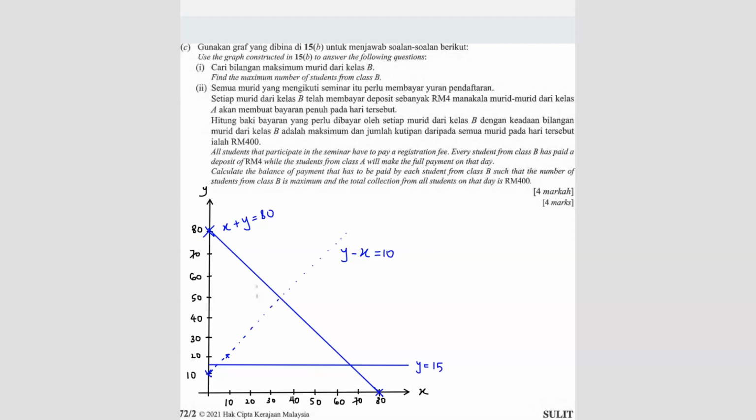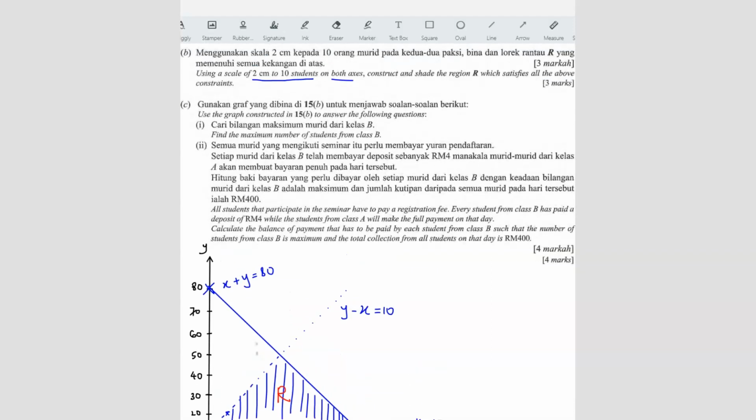So where is the shaded area? Shaded area should be here, because they gave you y is more than or equal to 15, right? So it should shade upward. So upward should be here. Now let me label here R. So here is R. So we're done with the second part.